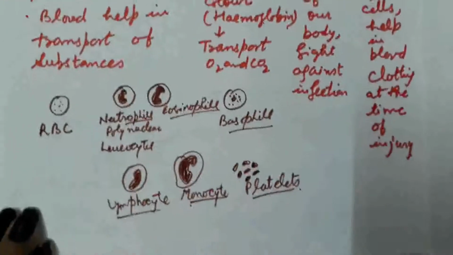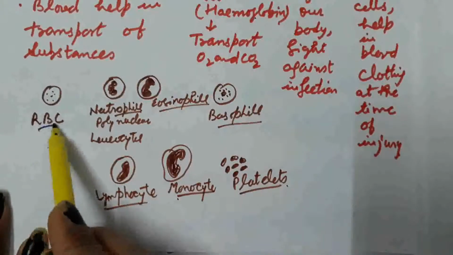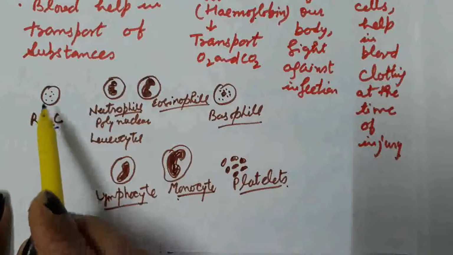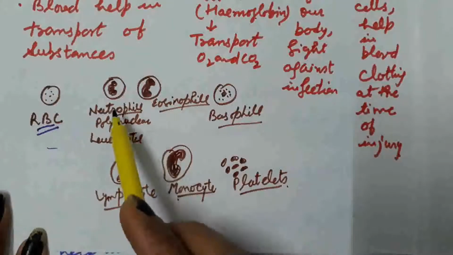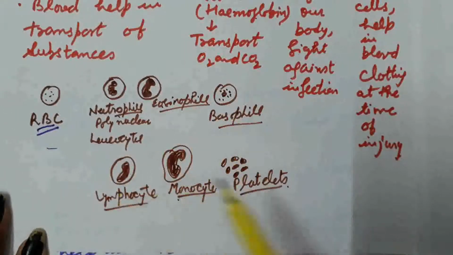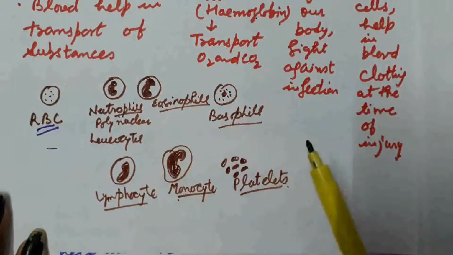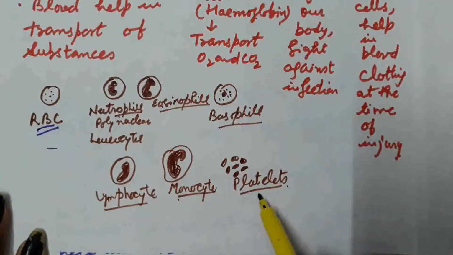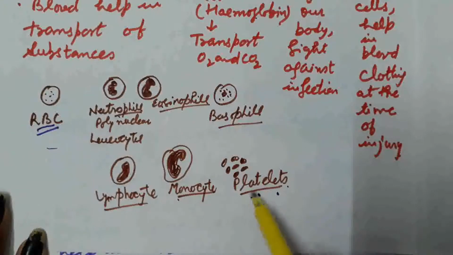These are the various types of cells which are present in the blood plasma. In human beings, inside the RBC a nucleus is not present. These are the leukocyte cells: neutrophils, eosinophils, basophils, lymphocytes, monocytes. These are all WBC types of cells. And the third type of cells present in blood is the platelets, fragments of cells, helping blood clotting at the time of injury.